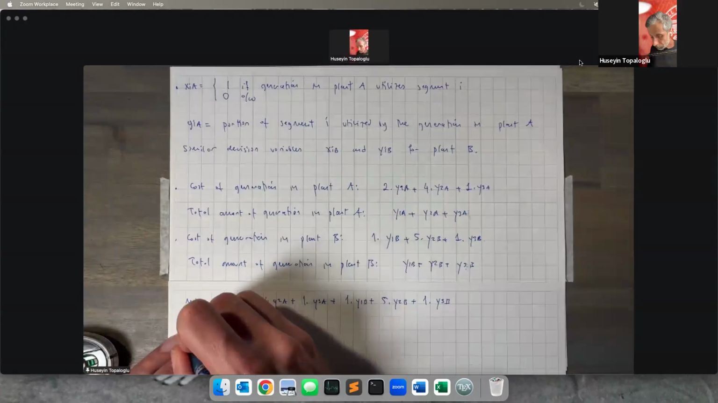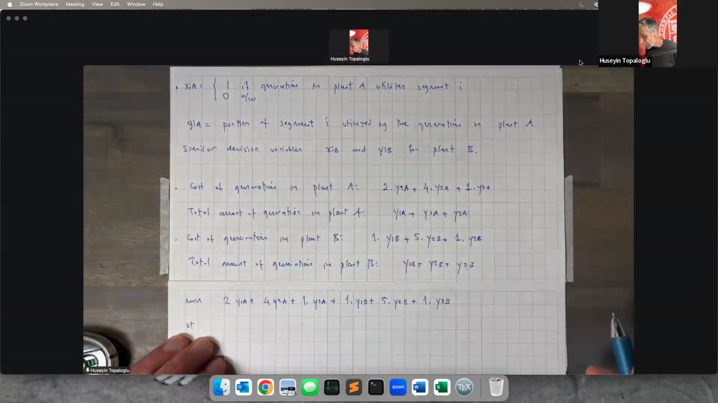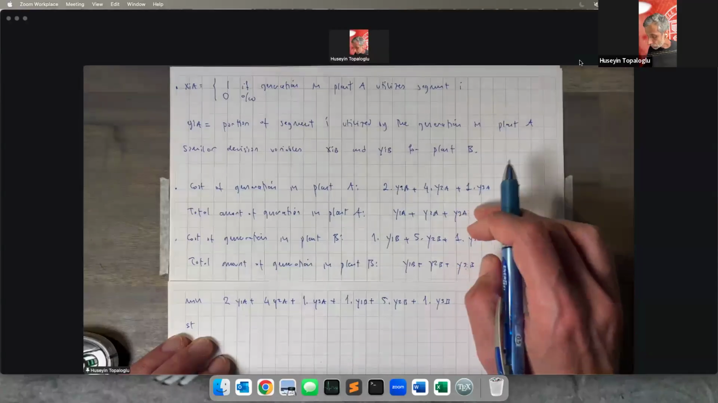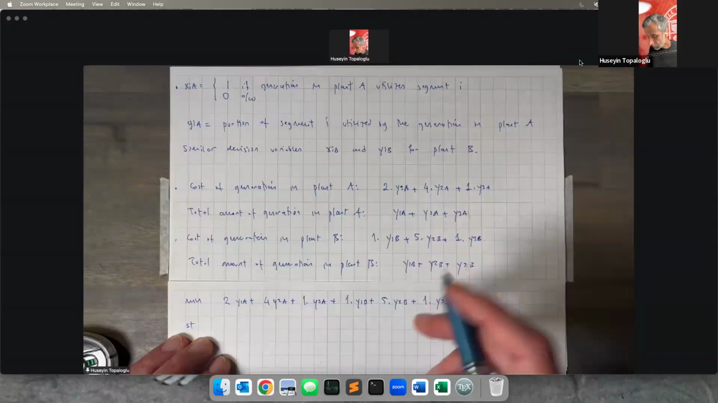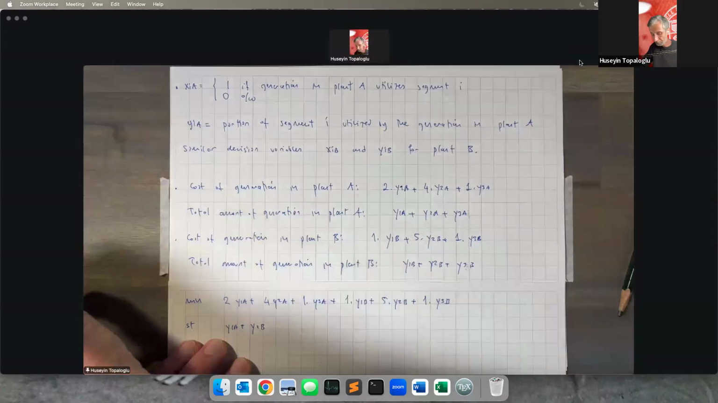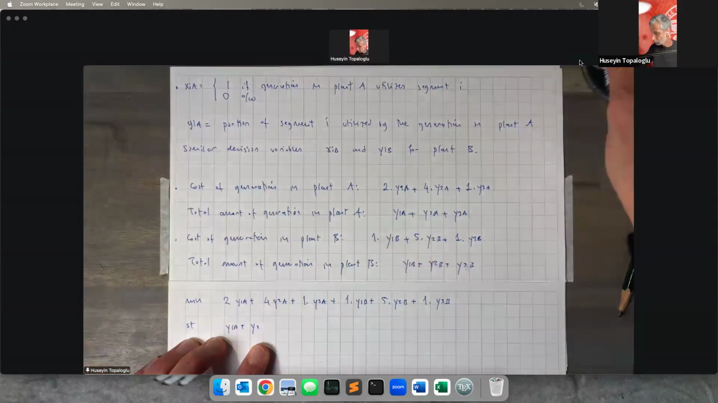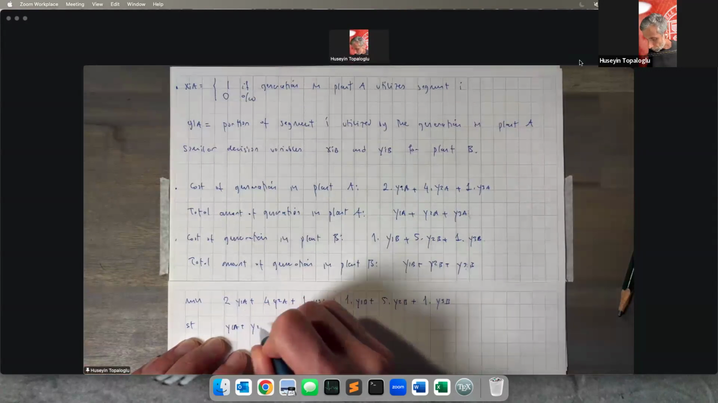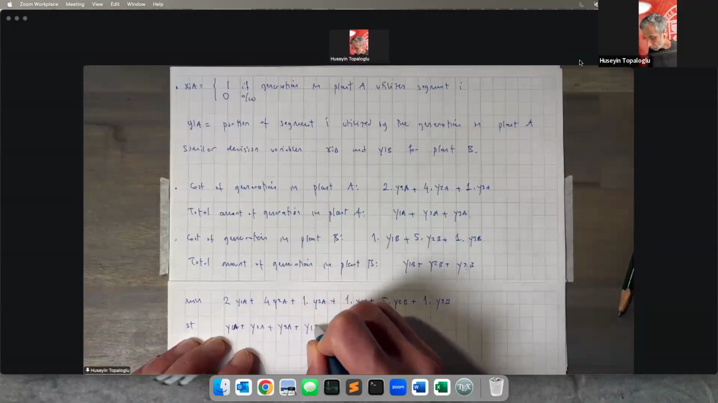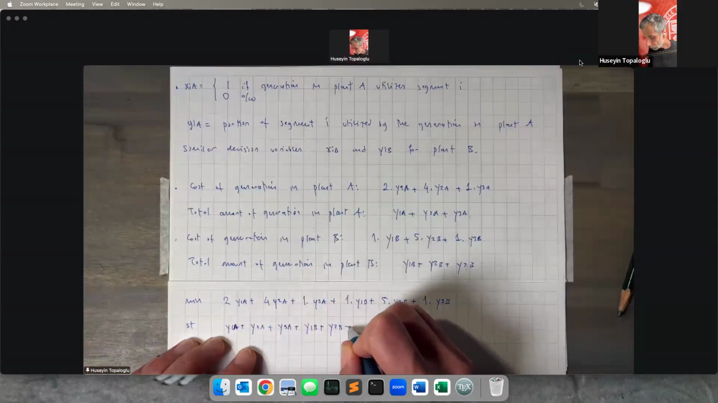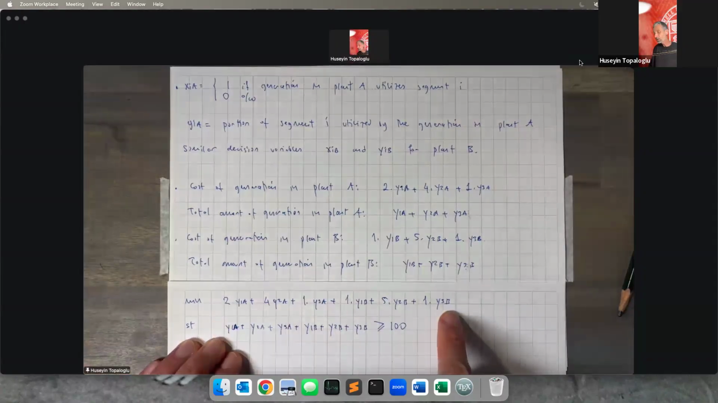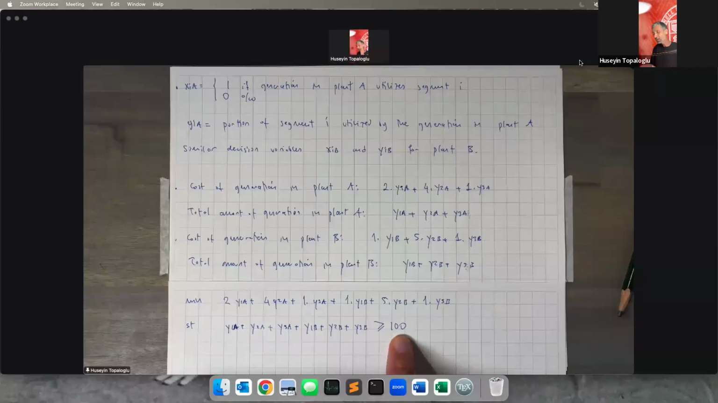Good. Subject to: we want to produce at least a total of 100 units over the two plants. This is the generation quantity in plant A. This is the generation quantity in plant B. So this is the total generation quantity. Okay, we minimize the total generation cost while ensuring that we generate at least 100 units.